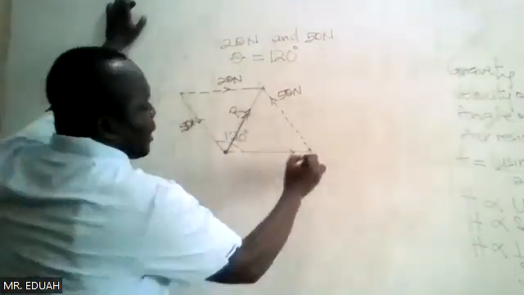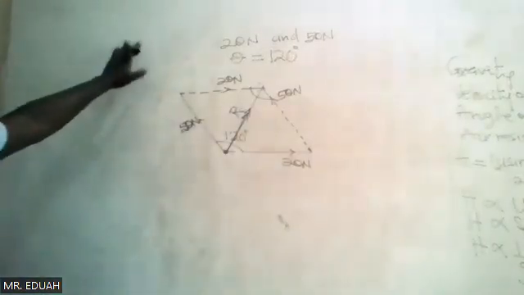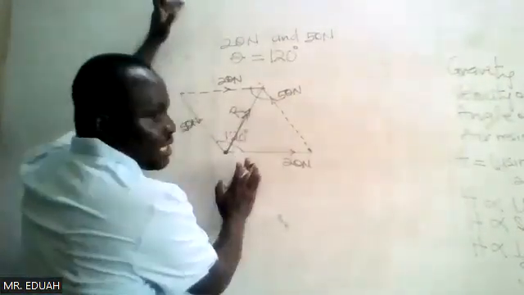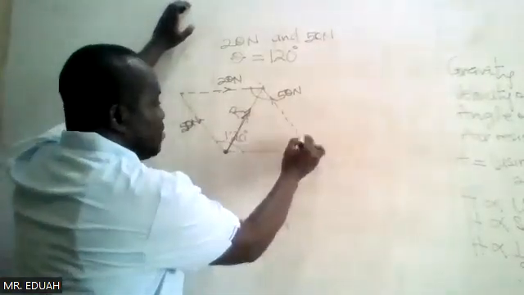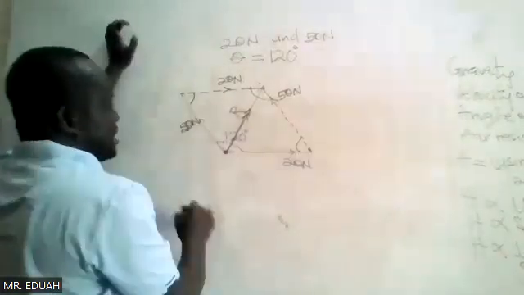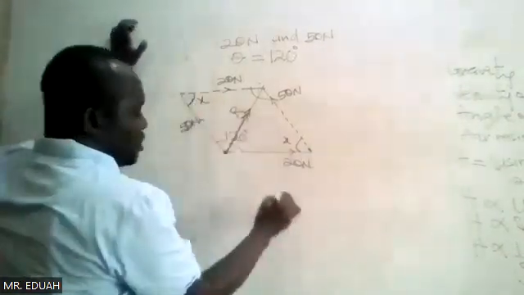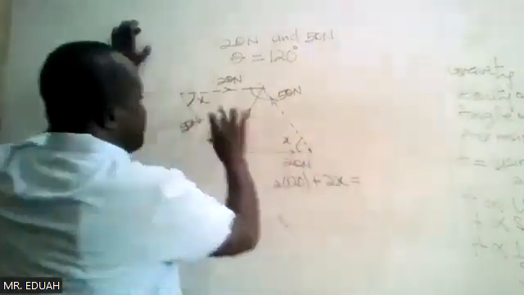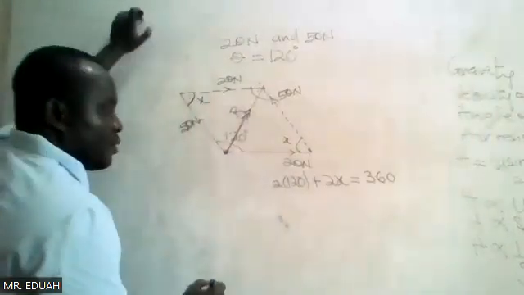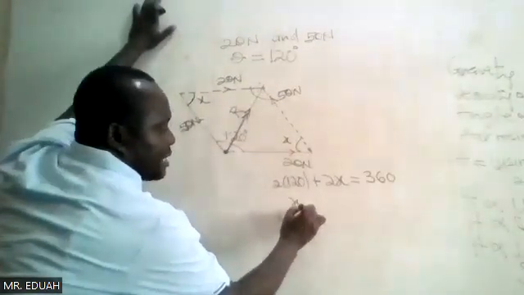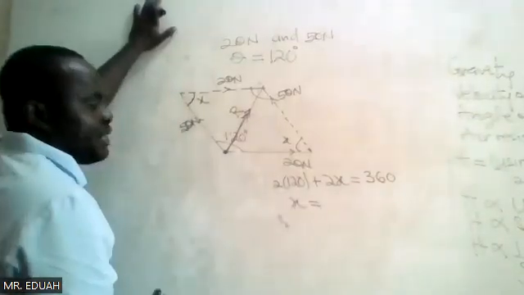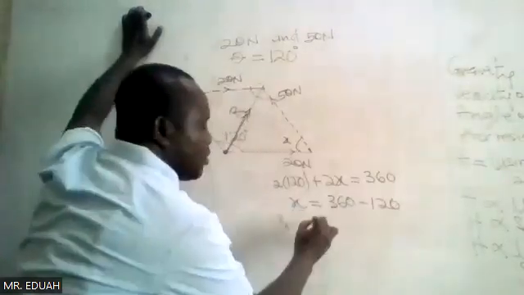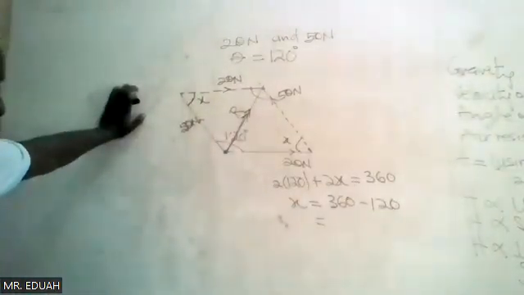Once this is 120, this must be 120. Now this is a four-sided figure, so the sum of the angles in the quadrilateral is 360. Since this is a parallelogram, this angle will be equal to this angle. So assuming this is x, this is also x. So I have 2 times 120 plus 2 times x, summing up to 360. Therefore x, when we divide through by 2, will be equal to 360 minus 120. And what's the answer? What is 360 minus 120?